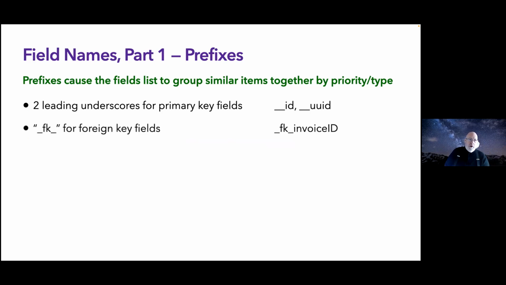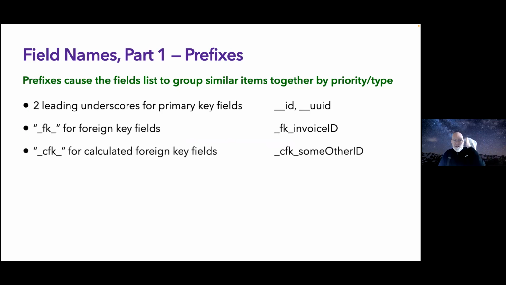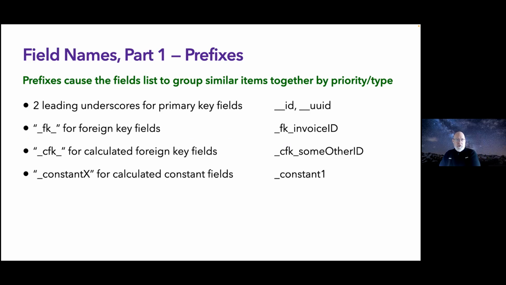I use _FK_ for foreign key fields, and CFK for calculated foreign key fields. And then _constant X for constants. And the reason I force them to the top of the list like that is because it helps clean up the connector lines on the relationship graph. And the constant, the X, stands for whatever value is in the constant field. And then this is going to be kind of controversial, and we'll circle back to this in a few minutes.